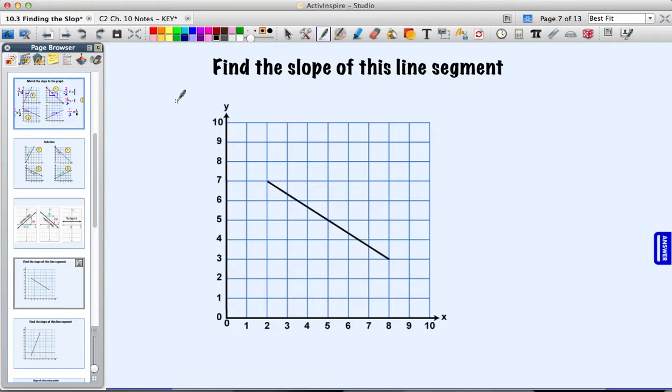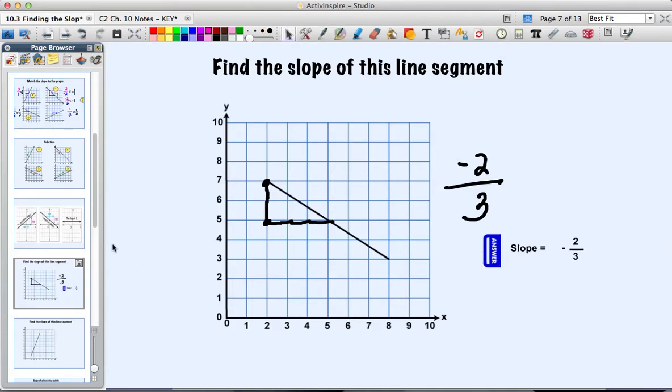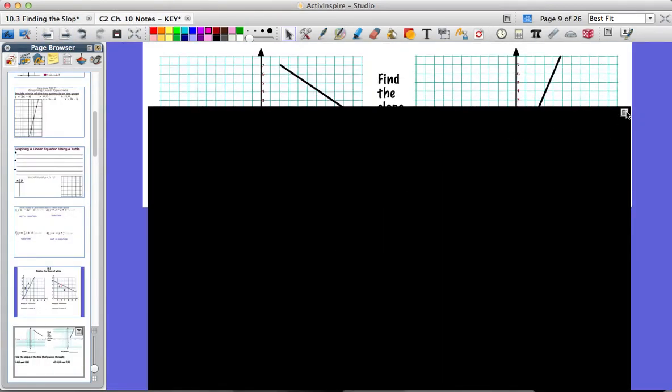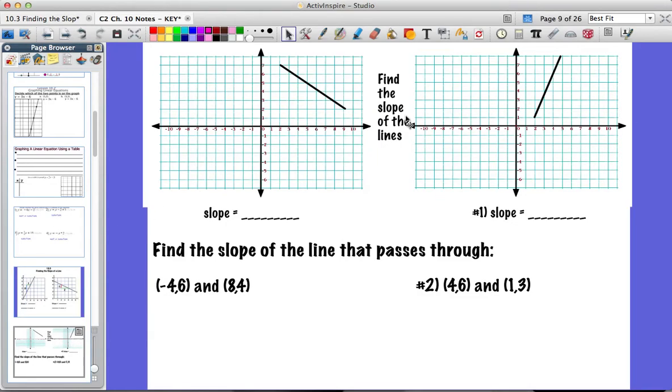Alright, so we're going to find the slope of this line segment. If I start here and I go down 1, 2, I have a -2 for my rise. To the right, 1, 2, 3. So therefore I have a slope of -2/3. I want you to try this next one on your own, and you are going to post this answer to Edmodo.